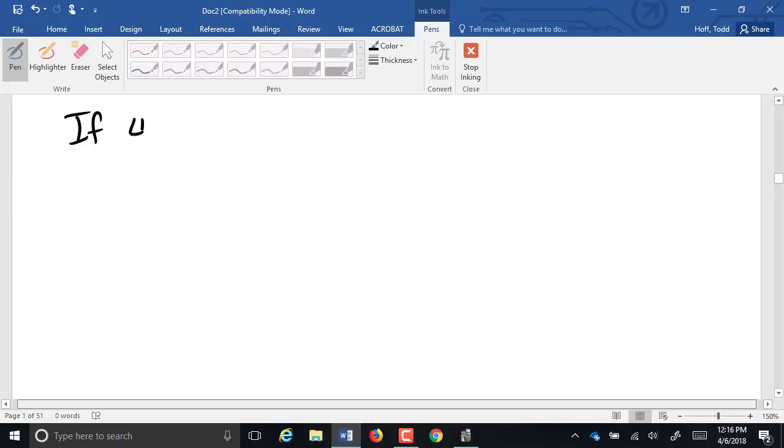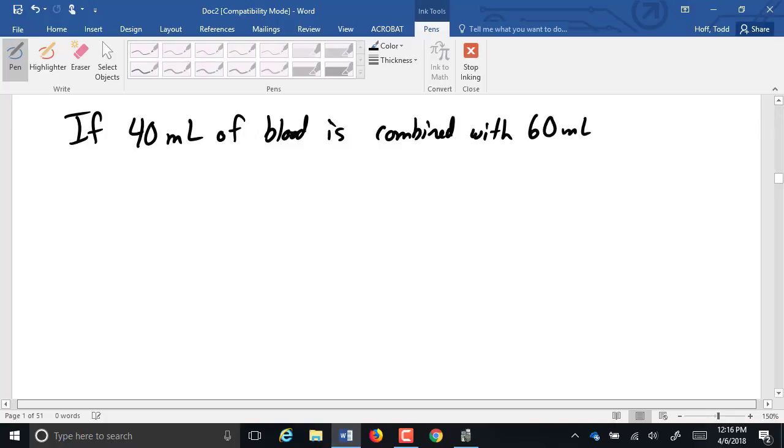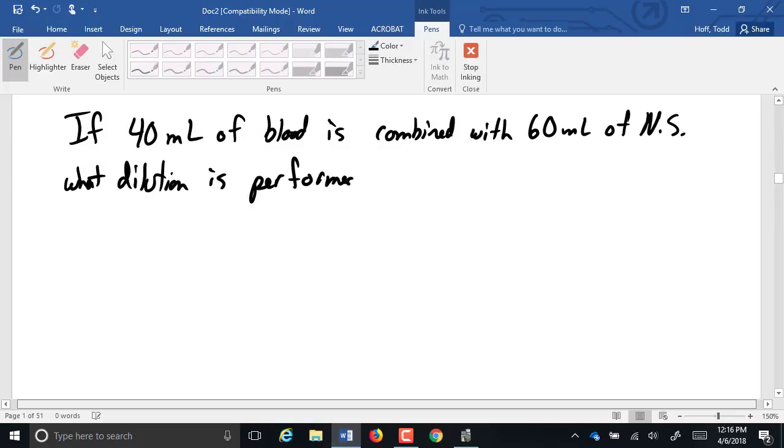If 40 milliliters of blood is combined with 60 milliliters of saline, what dilution is performed?